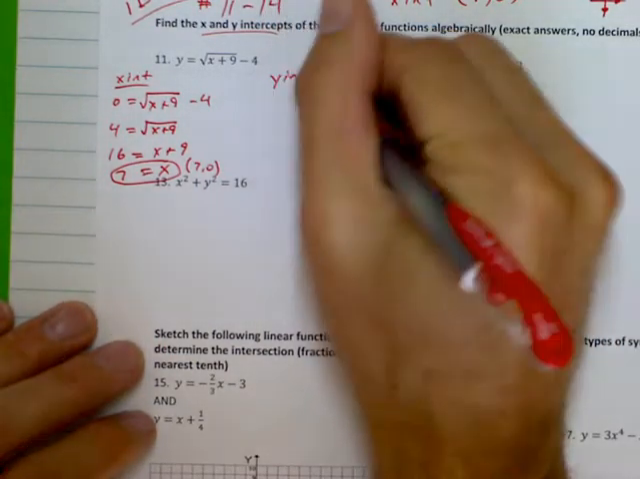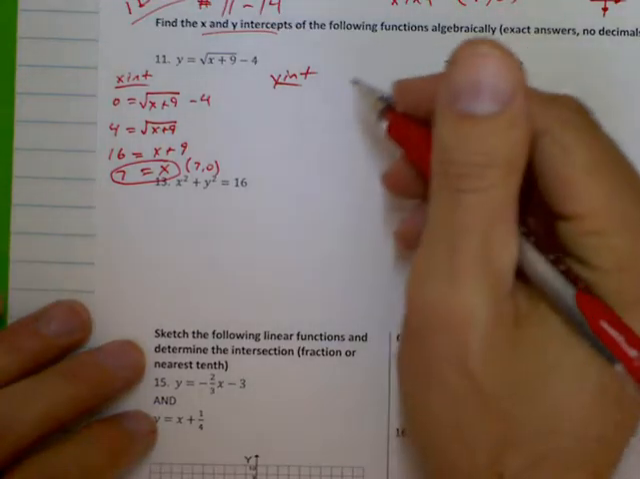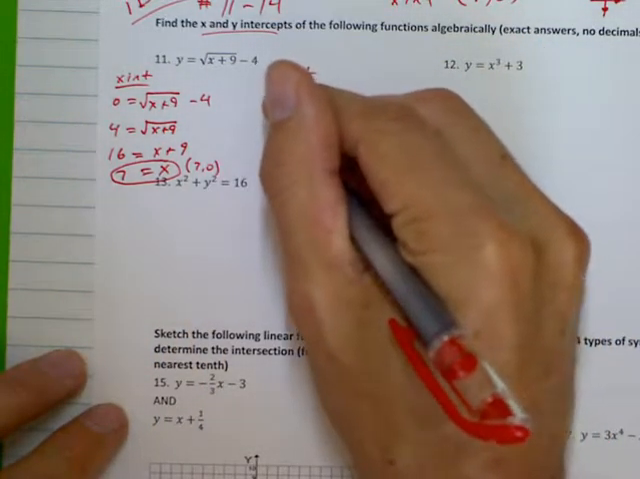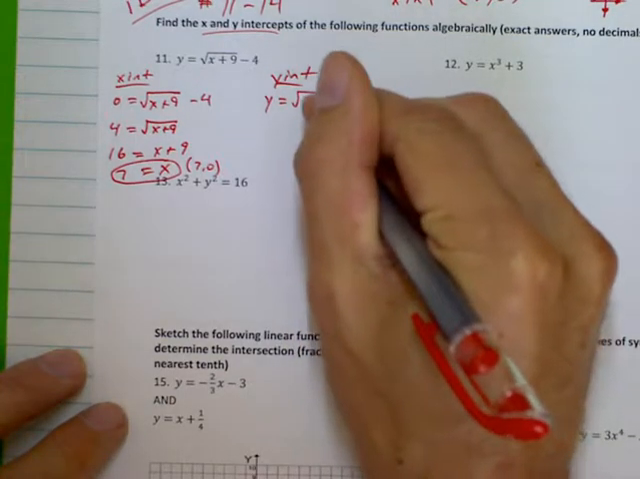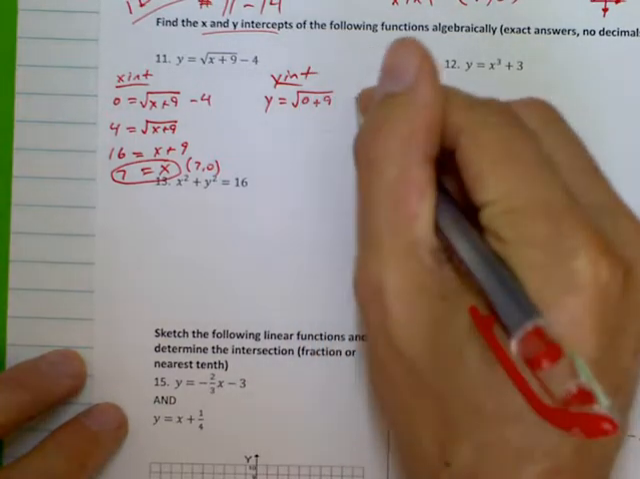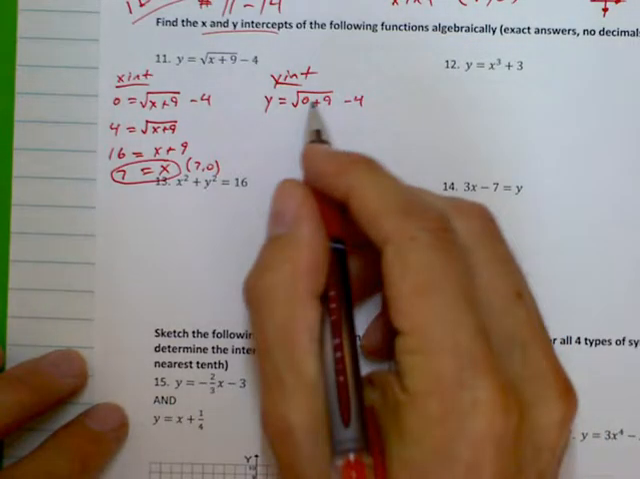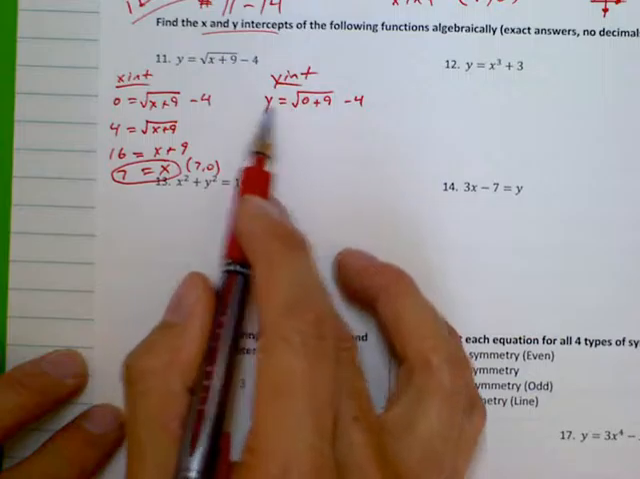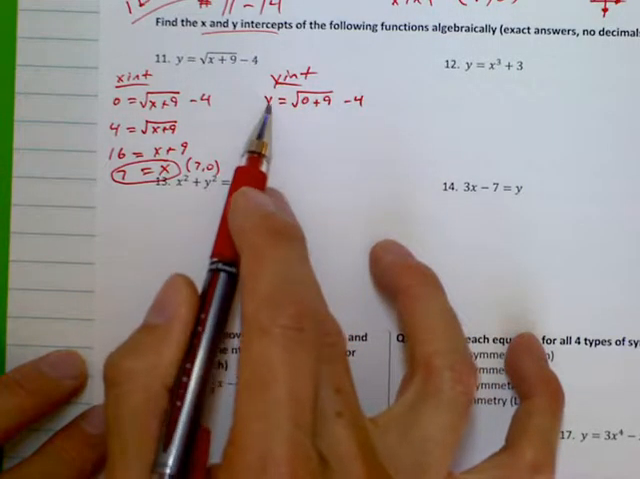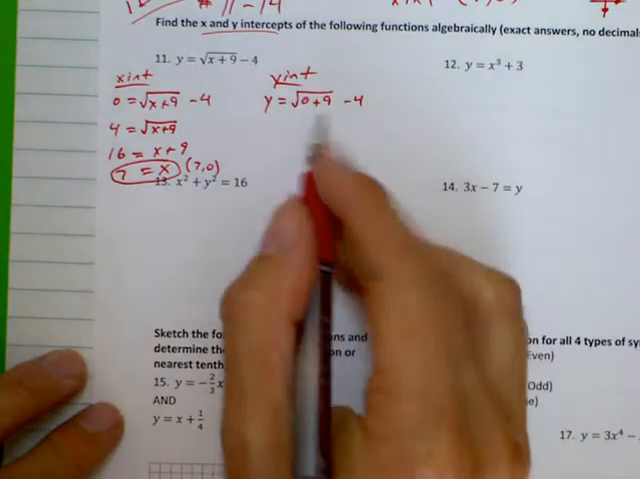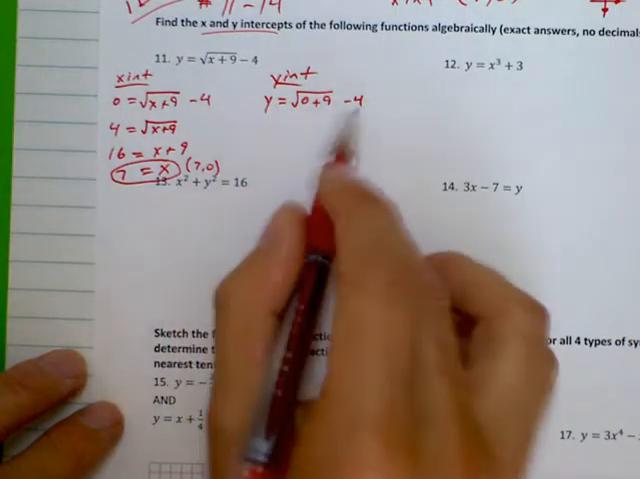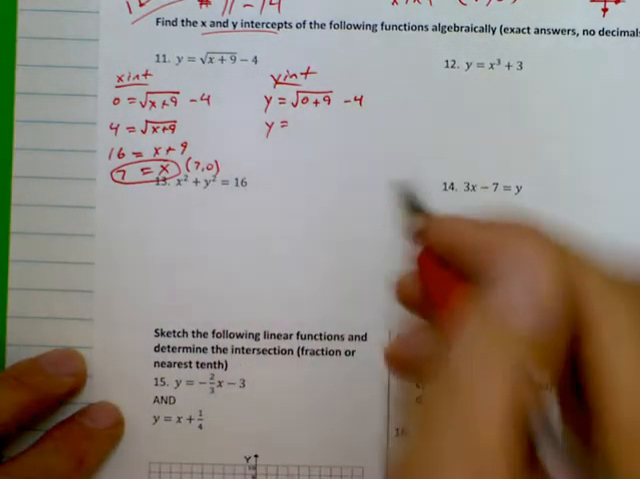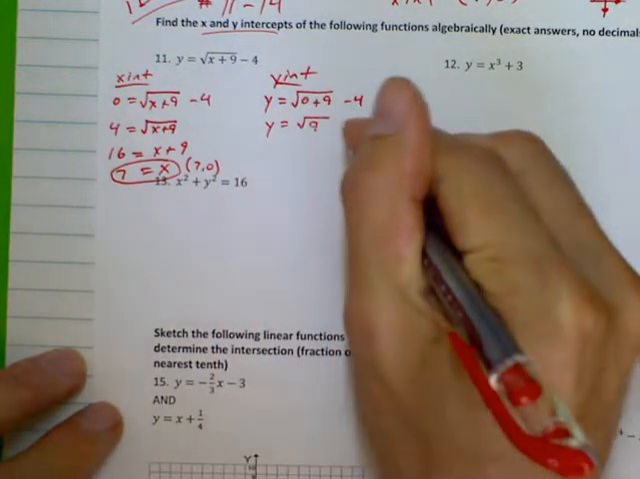And my y-intercept is going to be y equals, so I'm going to plug in 0 for x. The square root of 0 plus 9 minus 4. What's 0 plus 9? We've already got y by itself. We don't need to rearrange. We just need to simplify. So y is already solved for. It's equal to this. But this should just be equal to some number. So let's simplify it. What's 0 plus 9? Well, I'm pretty sure it's 9.